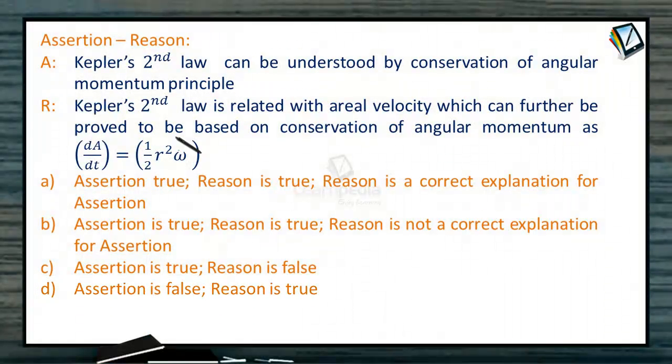Let us see the assertion again. Kepler's second law can be understood by conservation of angular momentum principle. And we have related the second law to the areal velocity, which can further be proved on the basis of conservation of angular momentum. So let us take the area vector when the body is in rotation. When a planet revolves around the sun, according to Kepler's law, it sweeps out equal areas in equal intervals of time. That's what the second law is.